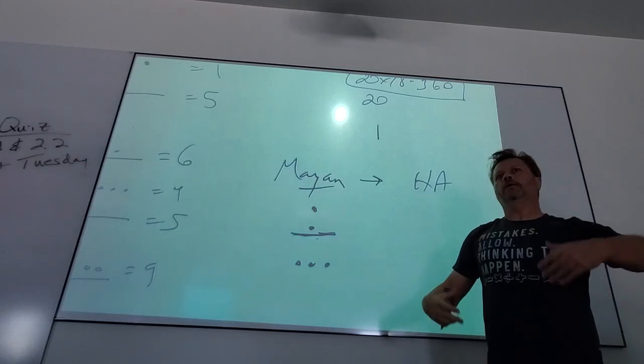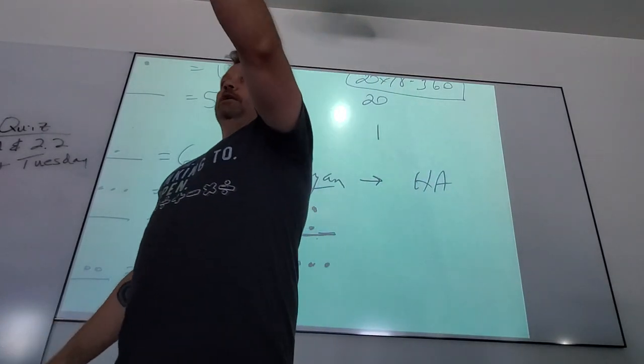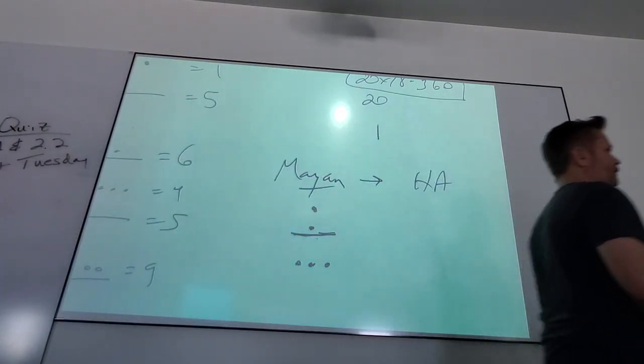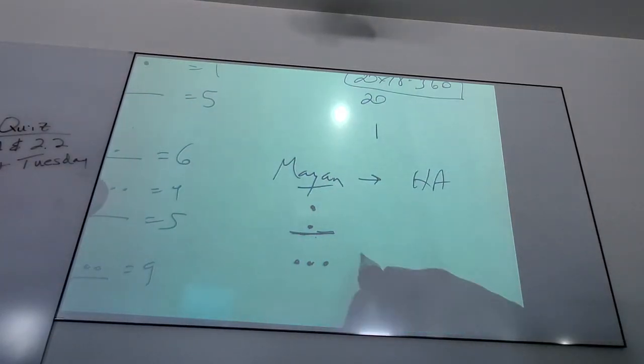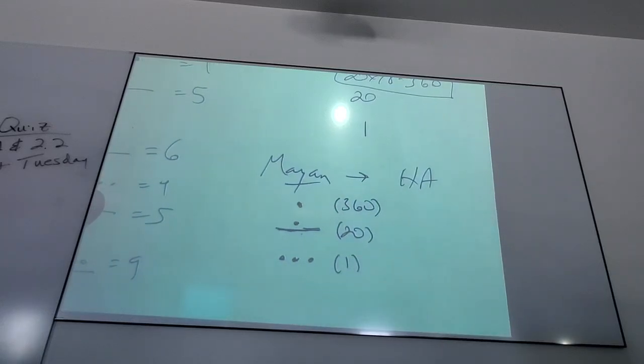What do you think my immediate next step is? It's the same thing we did with Babylonian. We identified 3 places. Now what value is each one of them? What's this value, this lower one? Ones. 20s. 360, good. So how many 360s do I have? 1. How many 20s do I have? 6. And how many 1s do I have?